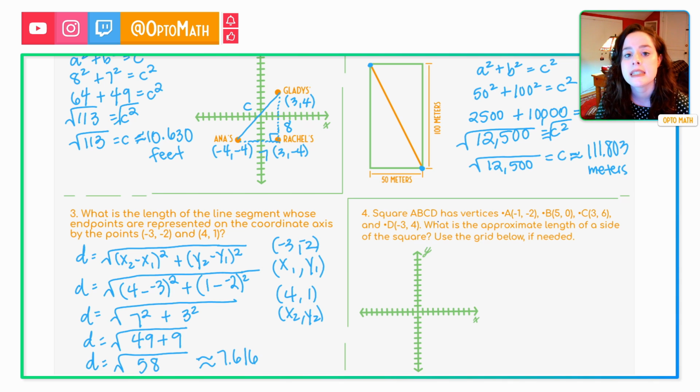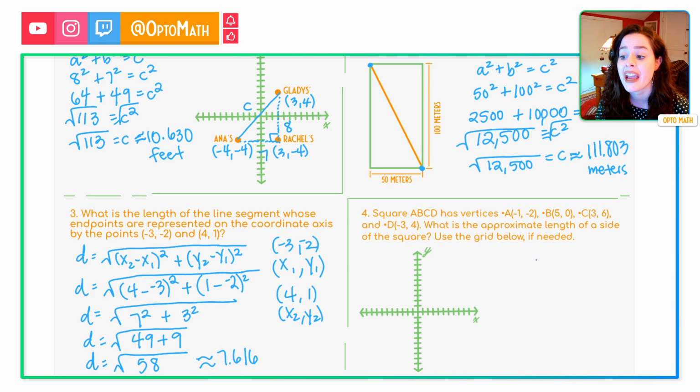Finally, let's take a look at number 4. Square ABCD has vertices -1, -2 for A, B is 5, 0, C is 3, 6, and D is -3, 4. What is the approximate length of a side of the square? Use the grid below if needed.